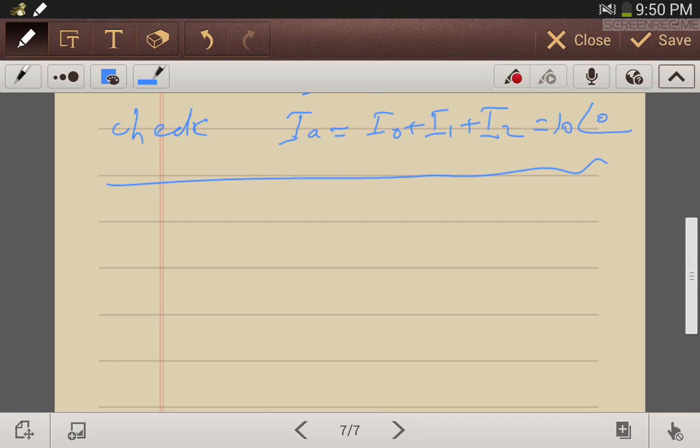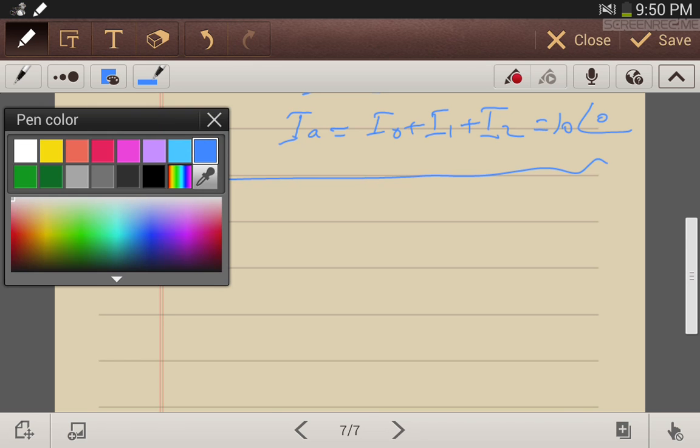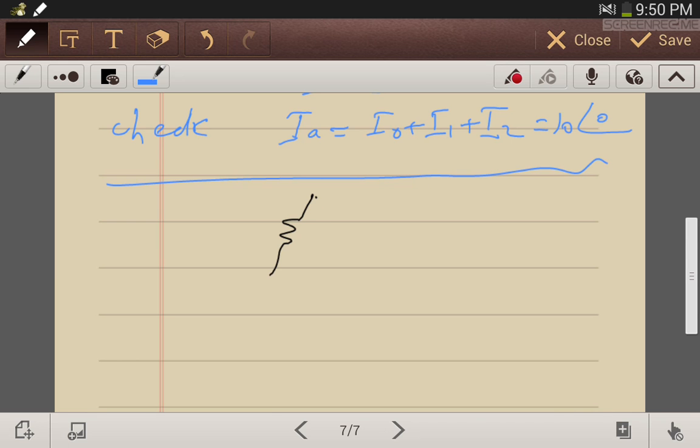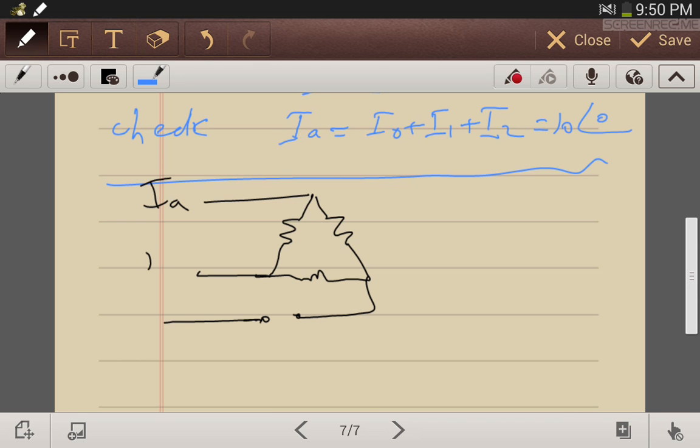Another example is when I have a delta connected load and one of the phases is disconnected. For example, I have IA, IB, IC. So this phase C is open circuit, so IC is equal to 0. How does this affect the fault? In this case, for example, IA is entering and IB is leaving, so IB is equal to negative IA.